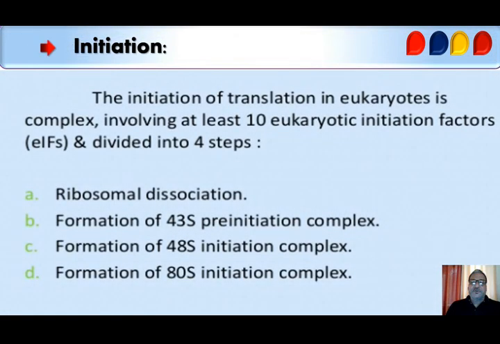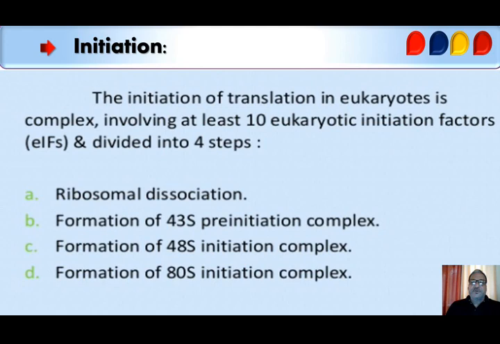So first let us start with the first step, that is the initiation process. The initiation of translation in eukaryotes is complex, involving at least 10 eukaryotic initiation factors. And this whole process is divided into 4 steps, namely ribosomal dissociation, second formation of 43S pre-initiation complex, third formation of 48S initiation complex, and fourth formation of 80S initiation complex.